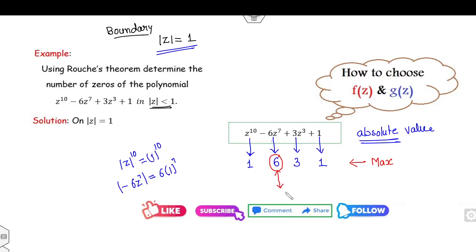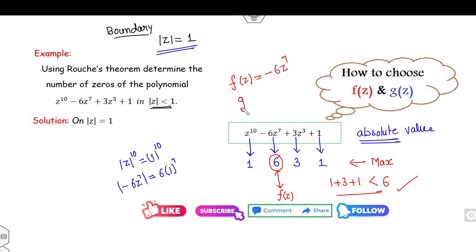जो मैक्सिमम वैल्यू है वो आपका f of z होगा, provided एक कंडीशन और लेंगे आपके साथ. पहले मैक्सिमम वैल्यू लीजिए, वो मैक्सिमम वैल्यू मिल गई. अब आप चेक करना है क्या जो बाकी टर्म्स रह गई उसका सम इस f से कम होना चाहिए. सो क्लियरली से 1 plus 3 plus 1 is less than 6. Yes, satisfied. So therefore your f of z is my minus 6z raised to power 7.